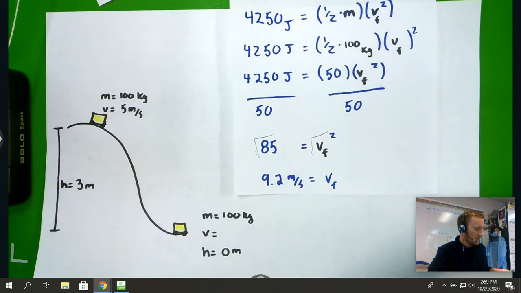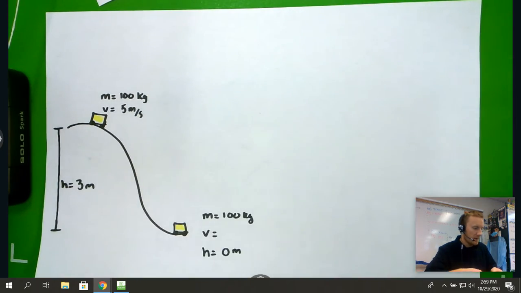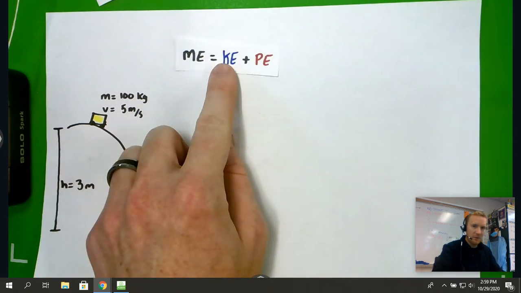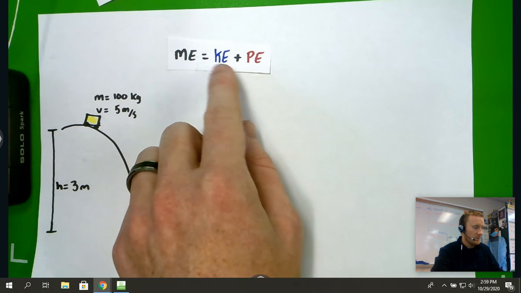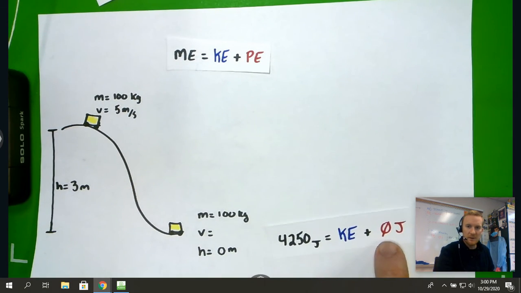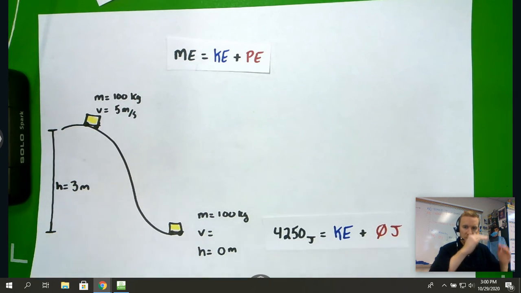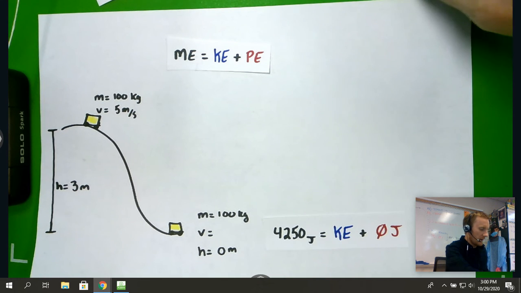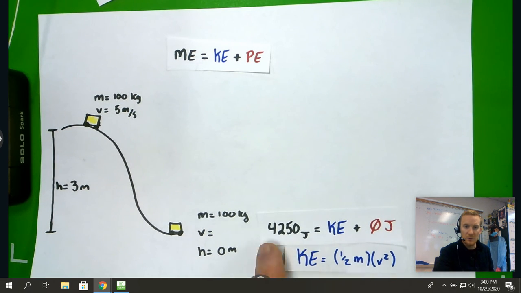So just a quick little recap, right? Now that we know our final velocity, we figured that out by, again, knowing what the total mechanical energy was before and after, okay? And once we knew what our total was and we knew what our ending potential was, we could solve for kinetic energy and just work backwards using our kinetic energy equation to solve for our missing velocity or our new velocity.